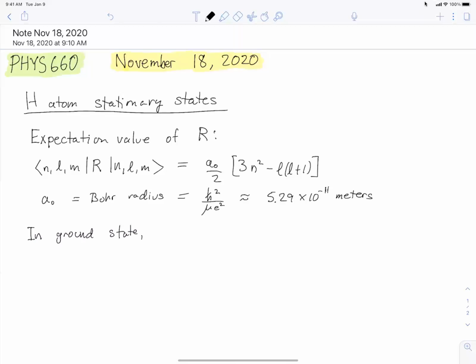So the question we're asking is, in the ground state, what is the expectation value of the operator r to the nth power? And I'm using capital N rather than little n because little n is reserved for the principal quantum number. Okay, so to do this, we just set it up. So we're asking for this expectation value.